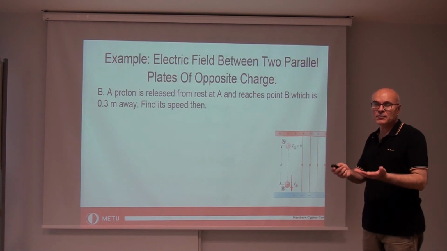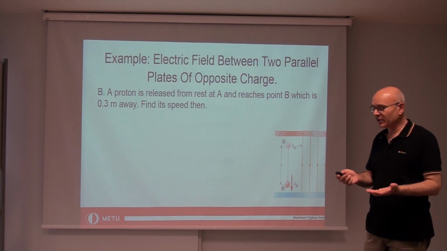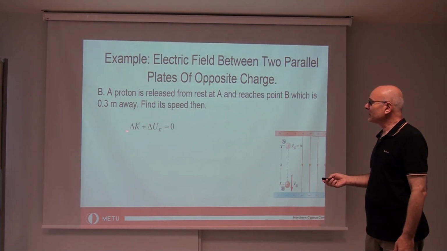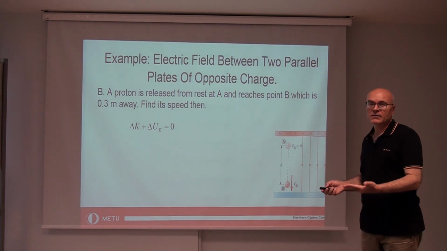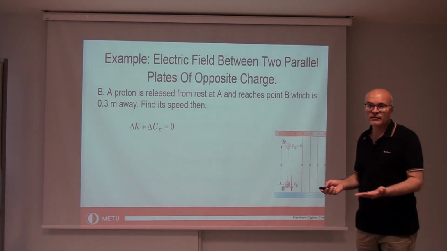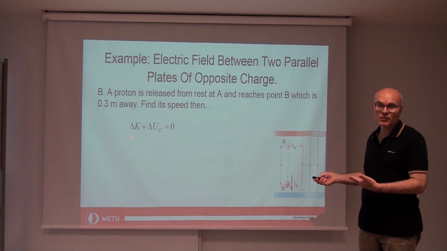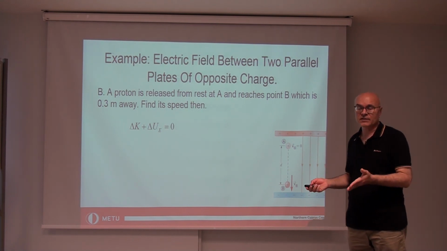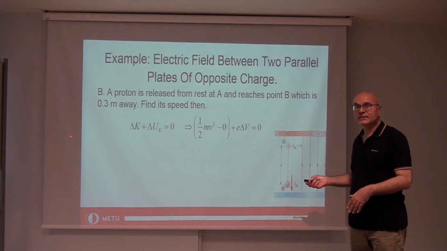So we can use the principle of conservation of energy to find it out. Delta K plus delta U is equal to 0. This says that the mechanical energy of the system is conserved, which is of course true because I have no external forces doing work. So the right-hand side here is 0, and the mechanical energy is conserved. Okay, so I just apply it.